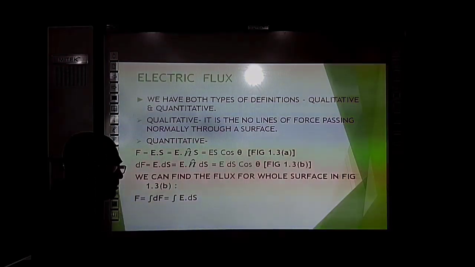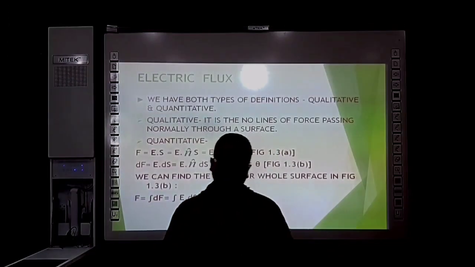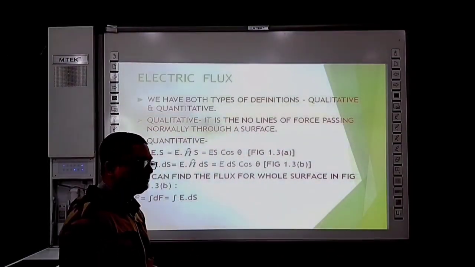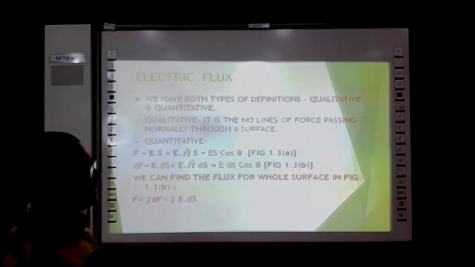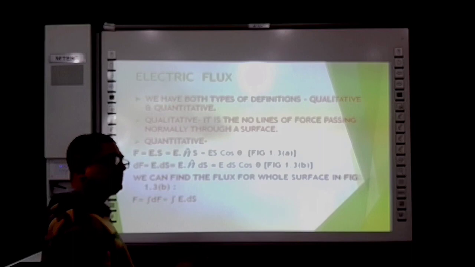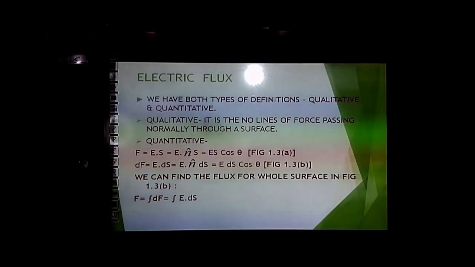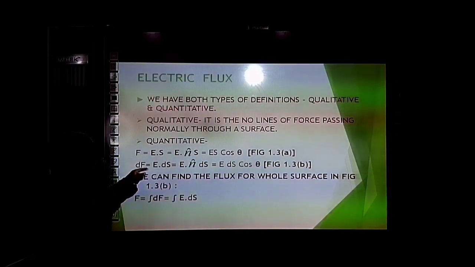So the quantitative definition is that you take the dot product of the electric field vector and the area vector. And within a big surface, if there is a small surface, we can find the flux for it also. The same definition is applicable. And when we talk about the flux for the whole surface, then we take just the integration of that small amount of flux through the small surface element dS.